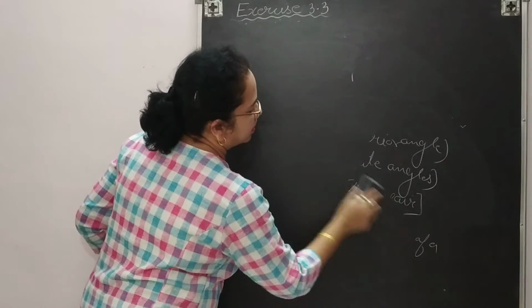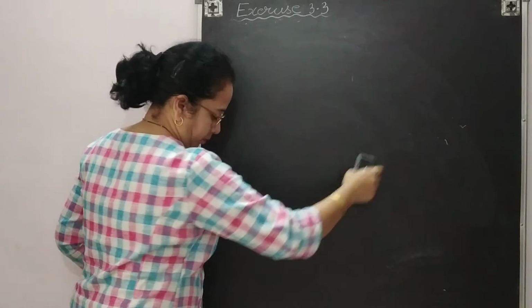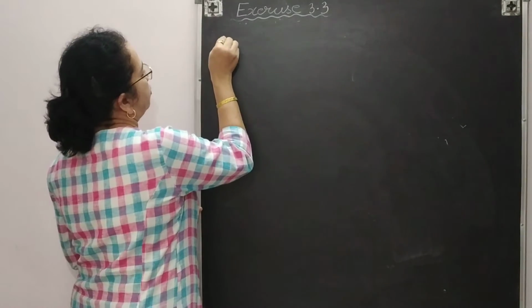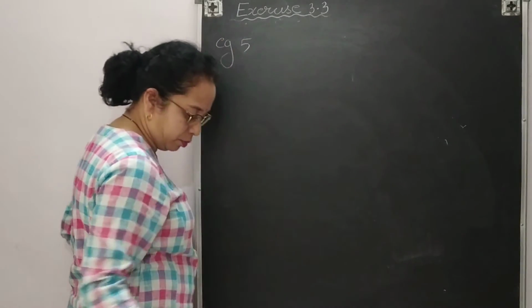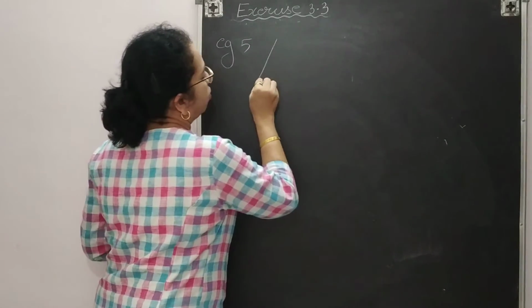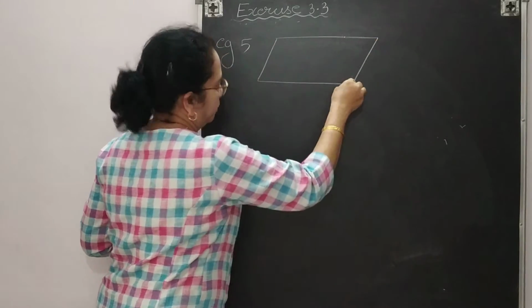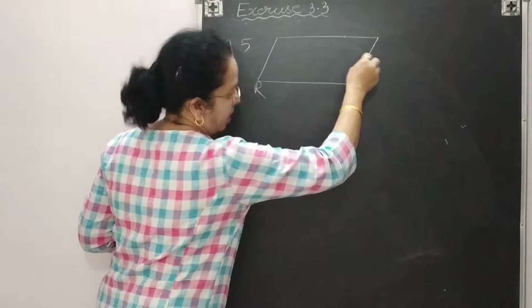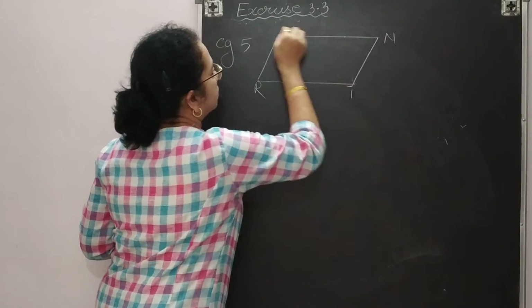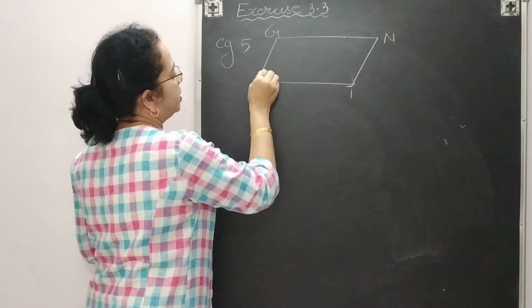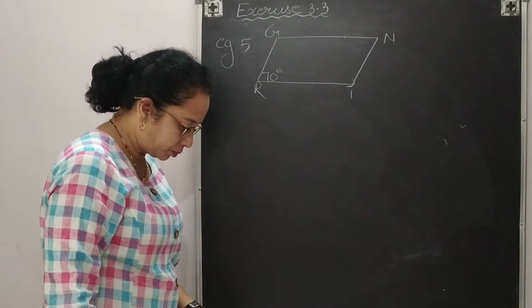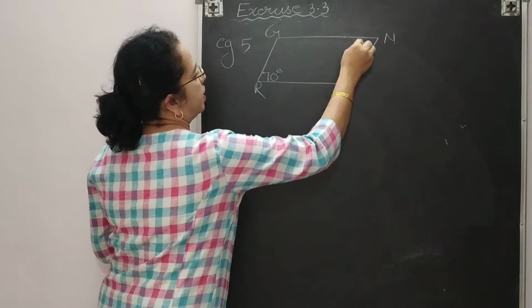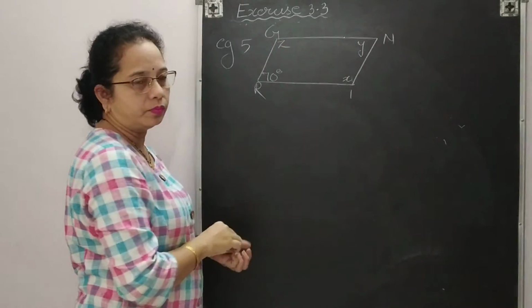I will take one more example. Example number 5. Again from your NCERT book. So again one parallelogram is given. The name is given RING. And this angle is given 70 degrees. And find all the other angles. So you can write down x, y and z.